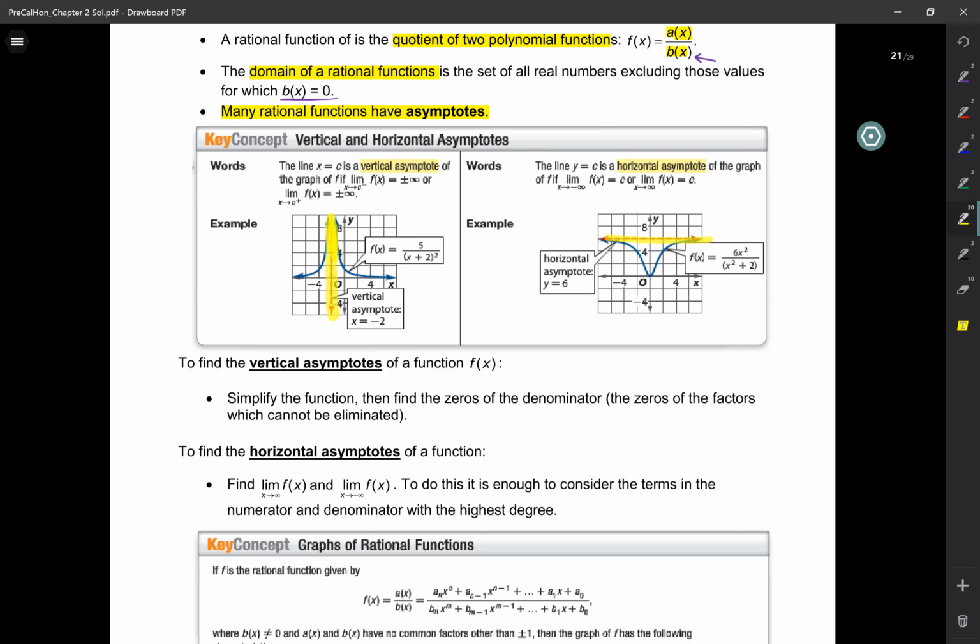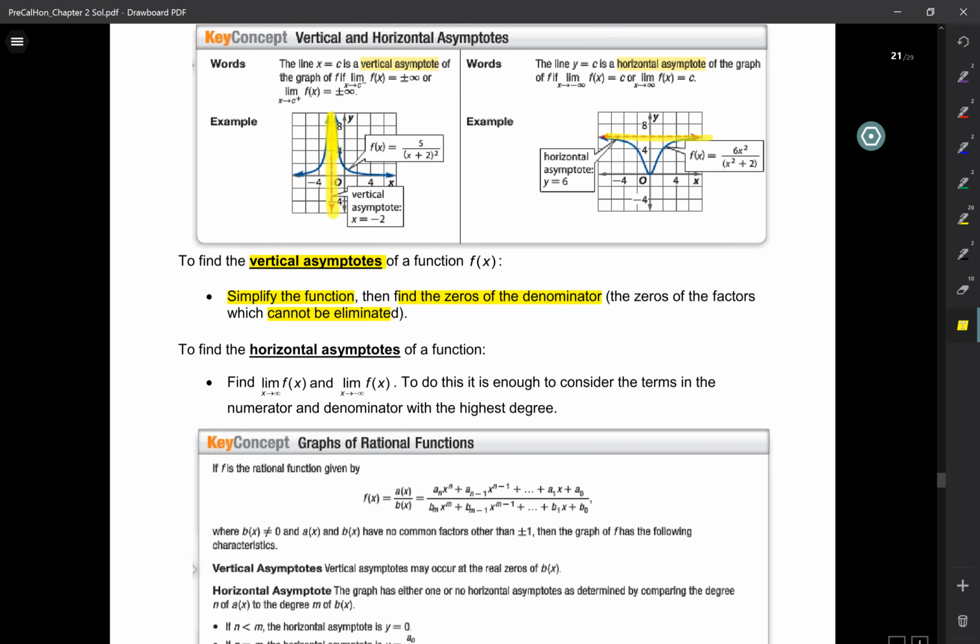To find the vertical asymptotes of a function, you have to simplify the function, then you have to find the zeros of the denominator. And I just want to remind you that this will give you any and all discontinuities. So you have to eliminate the ones which can be canceled. Those are the removable discontinuities. And the ones that cannot be eliminated are your vertical asymptotes.